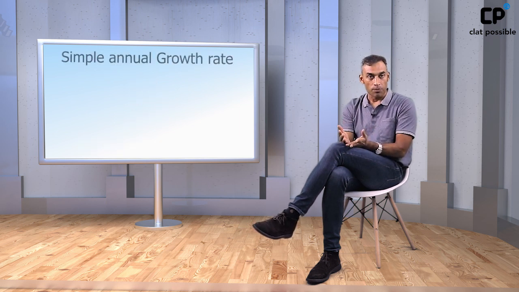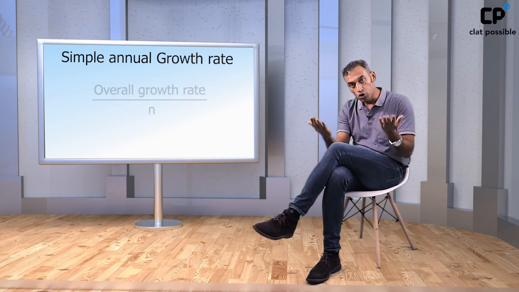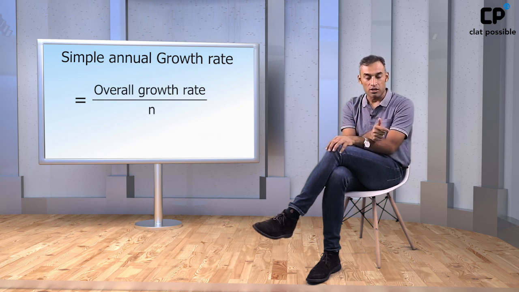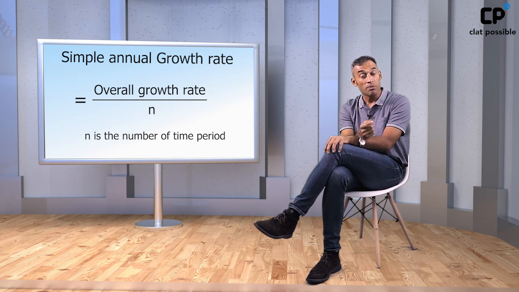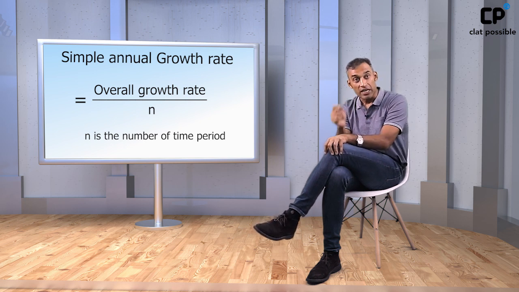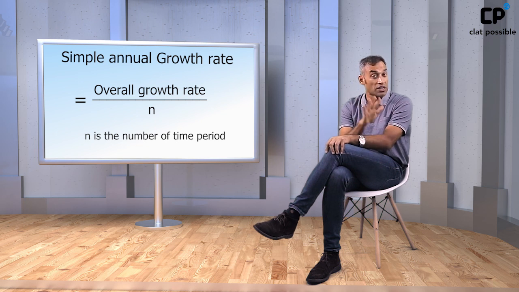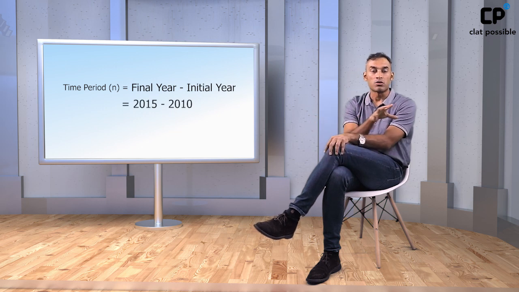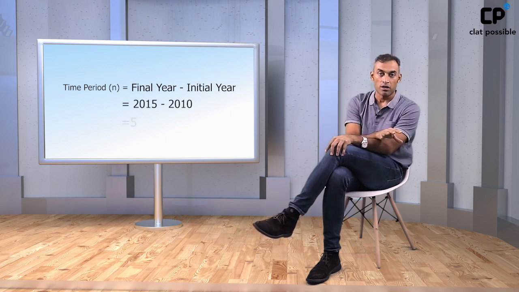Second is, if you are asked a question on a simple annual growth, what we are supposed to do in an annual growth is divide the entire growth percentage by the number of time periods. Now here is a catch. A lot of times we make mistakes by mistaking it with the number of years. If you see, the number of years from 2010 to 2015 is actually 6 years. If we divide it by 6, it will be wrong. We have to divide it by the number of time periods. And to calculate the number of time periods, it will be 2015 minus 2010, which is final year minus the initial year, and that's 5.